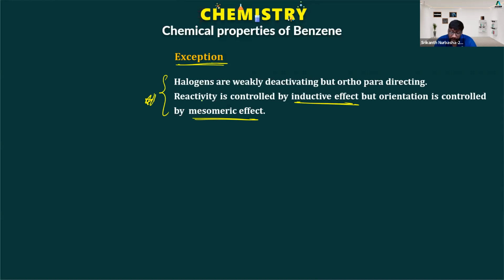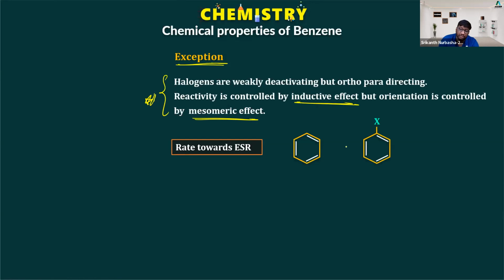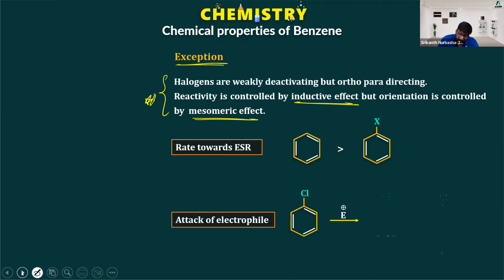If you talk about halogens, reactivity towards electrophilic substitution reaction is controlled by the inductive effect. So benzene is more reactive when compared to halobenzene. But orientation is controlled by the mesomeric effect. So if you compare benzene and halobenzene, benzene will be more reactive, and the attack of the electrophile will again happen at the ortho and para positions. Both mesomeric effect and inductive effect are there. The mesomeric effect controls the orientation of the electrophile, whereas reactivity is controlled by the inductive effect, because the net domination is by the inductive effect. Reactivity rate depends upon that. The same point I have explained in GOC as well, if you remember. Is that clear, students?